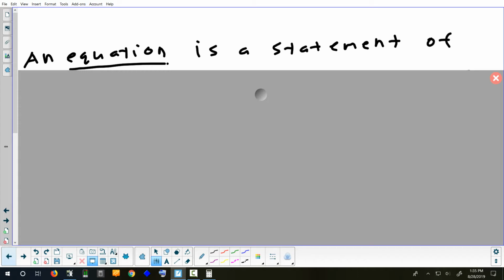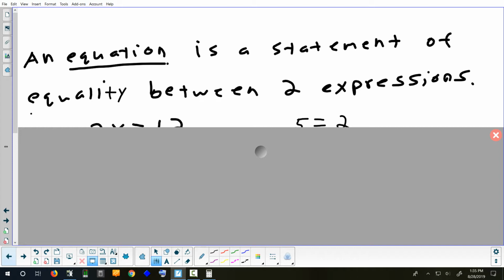Okay, so again, pre-algebra stuff. To have an equation, what do you have to have? The equal sign. Got to have an equal sign. It's a statement of equality.